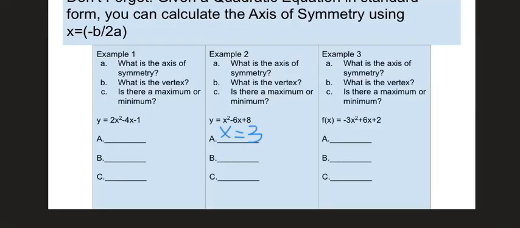So my vertex is at 3 for my x value and negative 1 for my y value. So we have x equals 3 as our axis of symmetry, and we have 3, negative 1 as my vertex. Now, remember, we have to look at our a value right here in front of the x squared to see if it's a max or a min. It's positive, so that means this is at the bottom of the parabola, which means this is a minimum as well. Let's look at example 3.